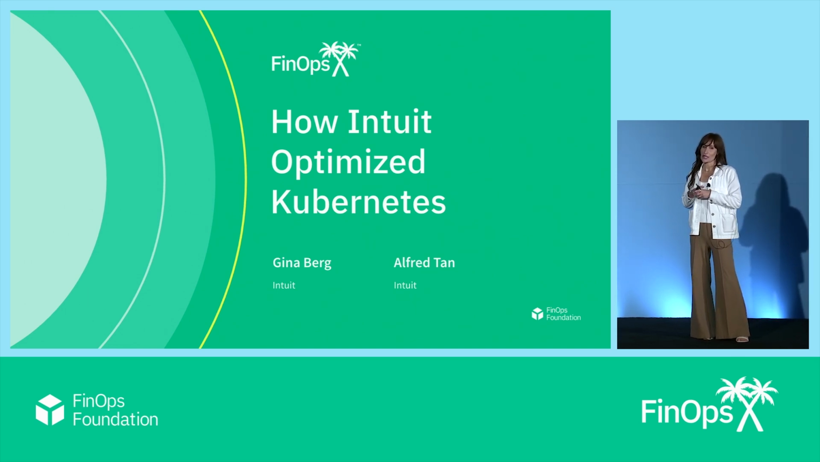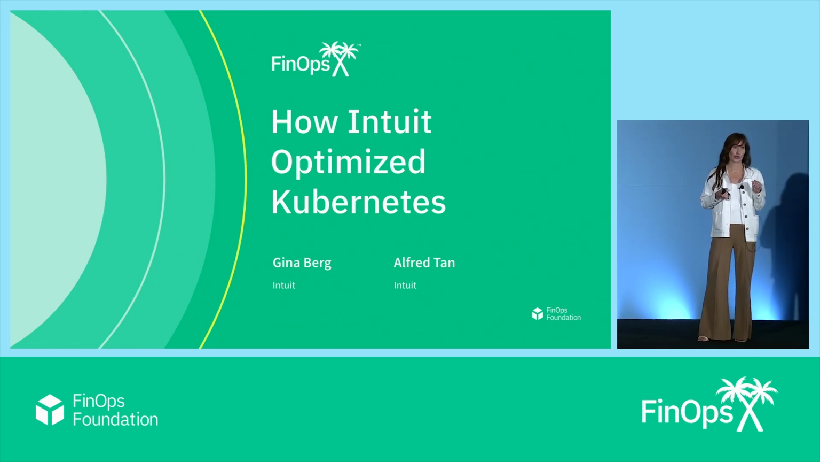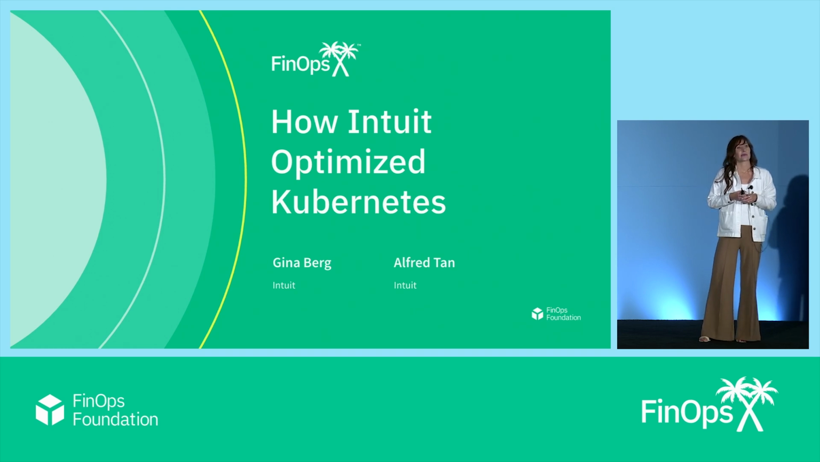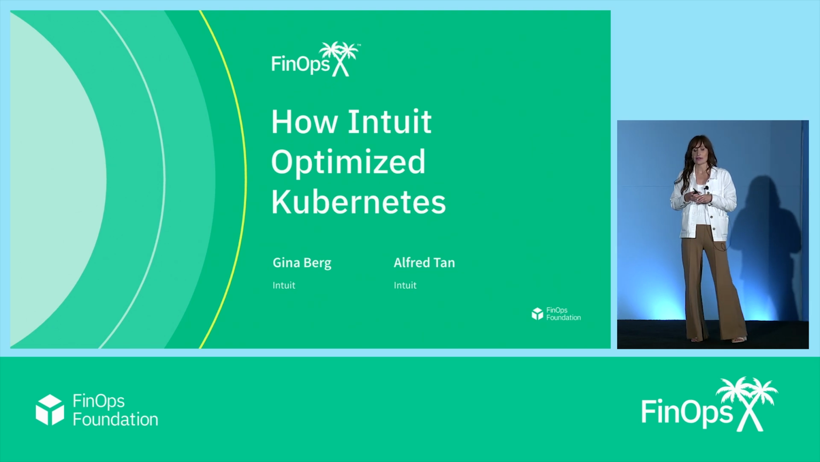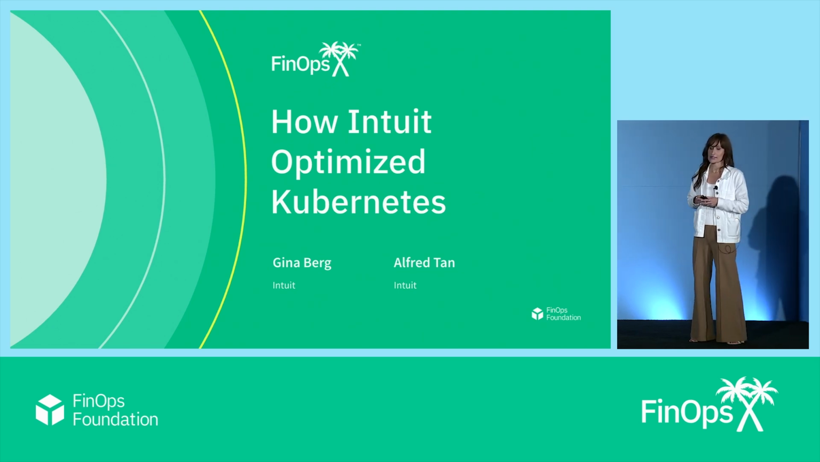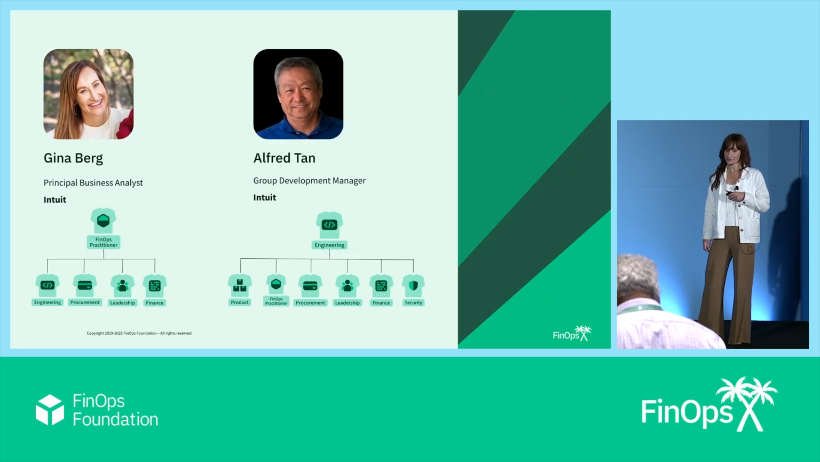Today, Alfred and I are going to talk to you about how Intuit optimized Kubernetes. So first, I'm going to go over our specific Kubernetes tooling system that Intuit uses to manage Kubernetes. And then I'm going to talk about how we allocate costs. And then I'm going to cover waste management, specifically with Kubernetes. And then Alfred is going to go over exactly what the IKS Central team did to optimize that waste.